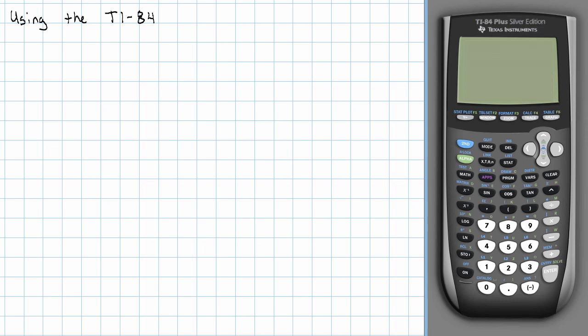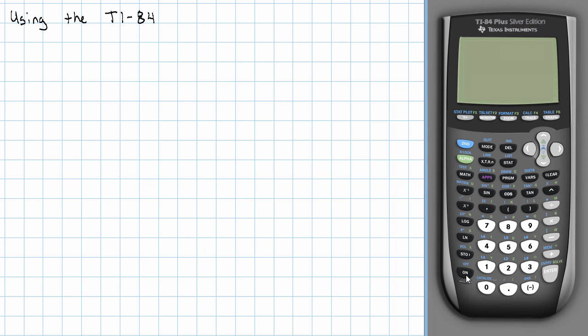So the TI-84 is a pretty big, complicated calculator. In this video, we're going to talk about some of the basics about how it works. The first thing I want to talk about is how to turn it off. I know that may sound like a weird thing to talk about, but it's not necessarily intuitive.